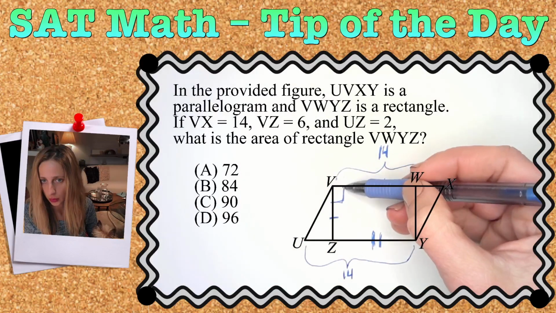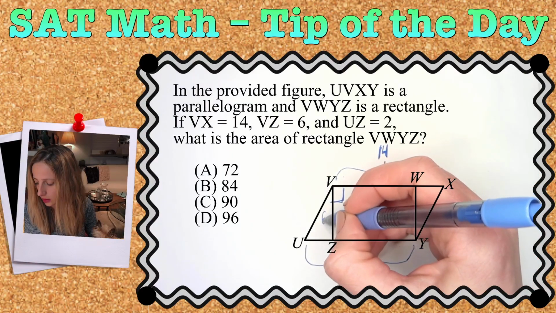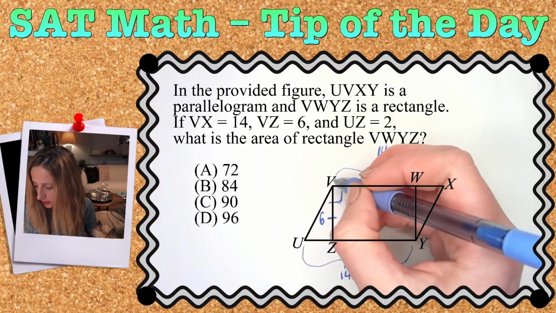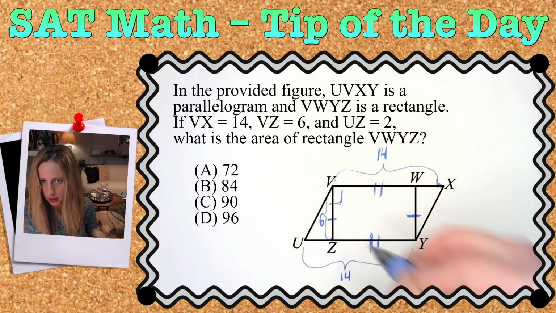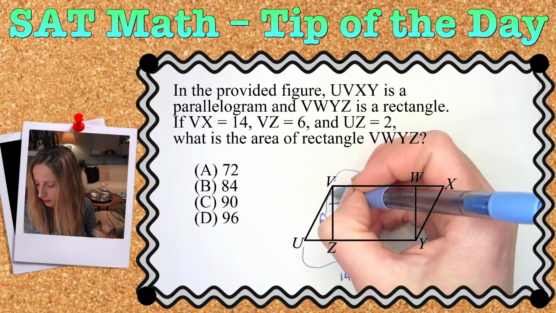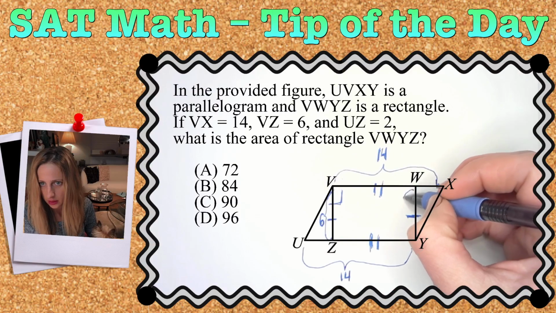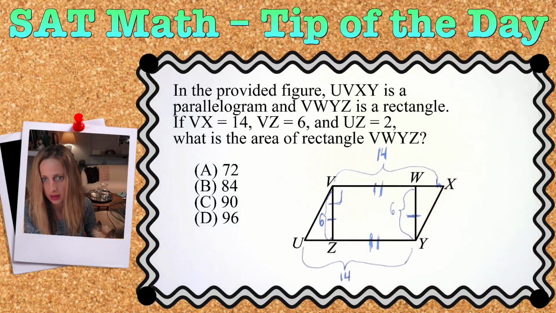Next it says VZ equals 6. VZ equals 6. So we're going right from here down. Okay, that line is 6 right there. So 6, we're talking about this line. Okay, that's 6. So if that is 6, and then that is 6, best as I could do. Okay, and UZ equals 2. All right, UZ is this piece right there.